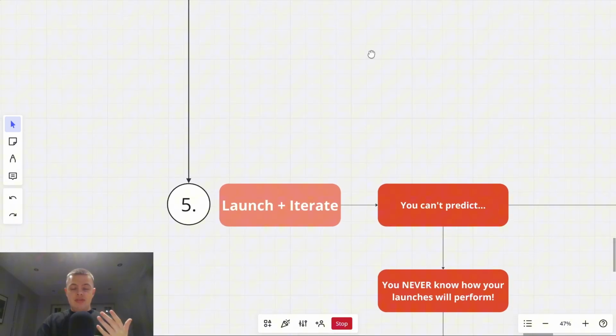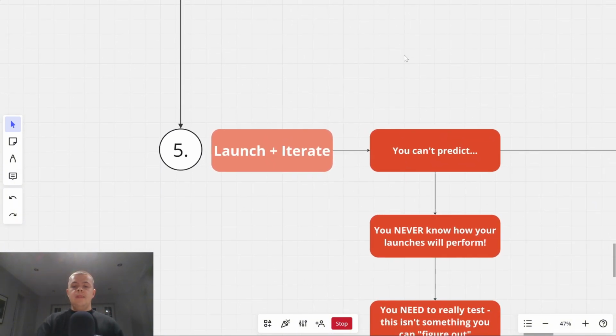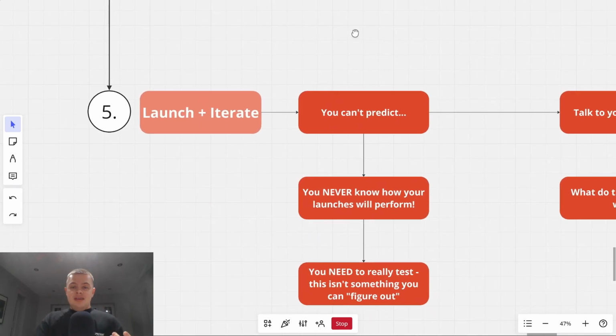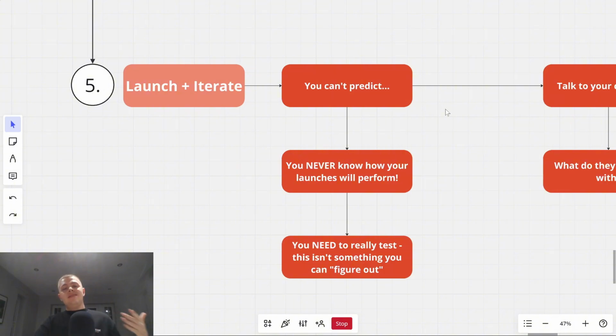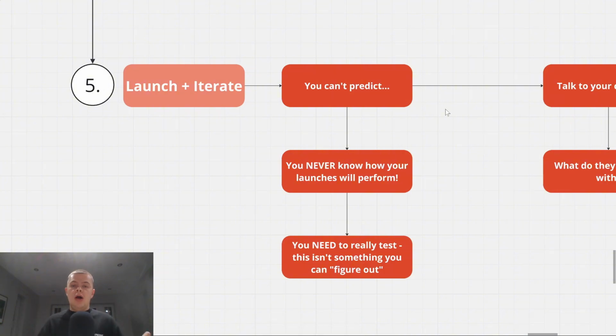Lastly, number 5, launch and iterate. You can't predict. You can't predict at all. You never know how your launches will perform. So like it says, you don't want to dive in too much, do too many things, because you don't know no matter what how it'll perform. And the thing is, your creator might not actually have that community, that market in there. You don't want to dive in and build everything out if they can't sell. You need to really test. This isn't something you can just figure out before doing it.